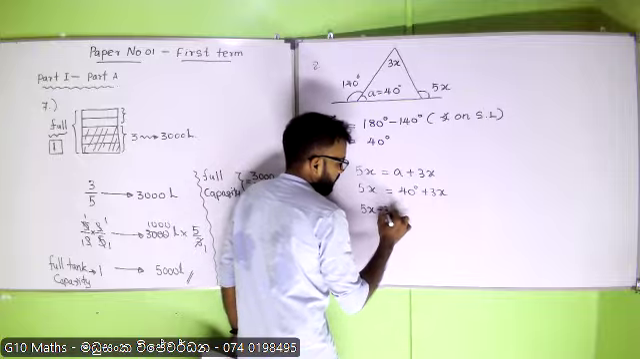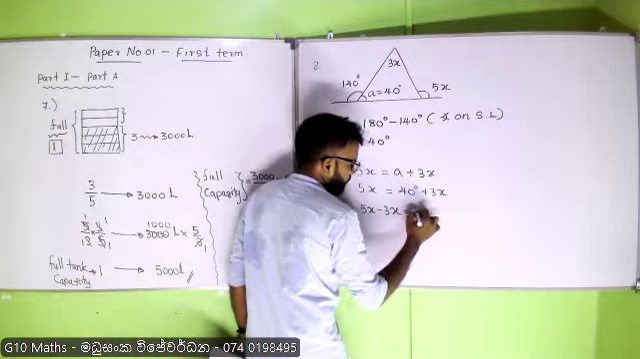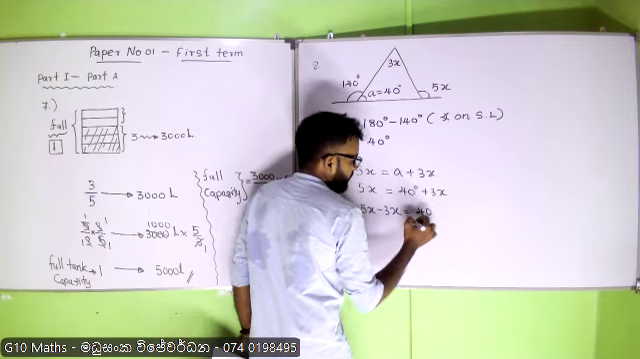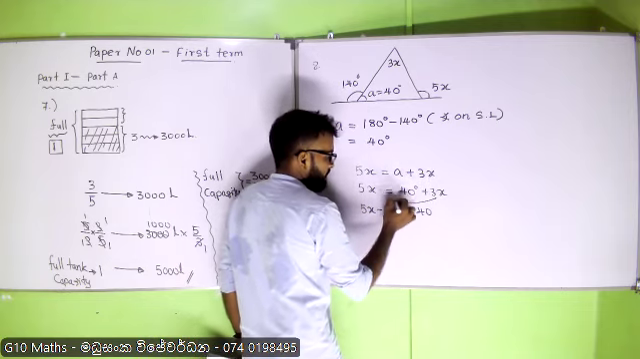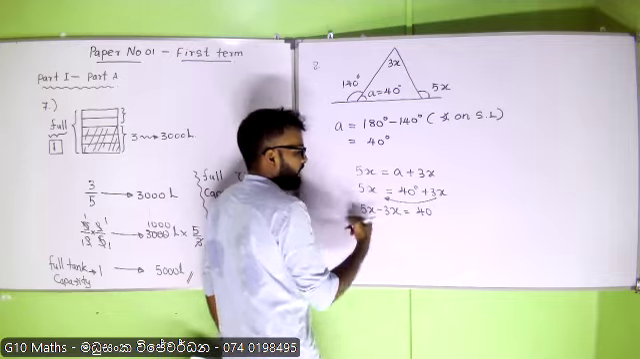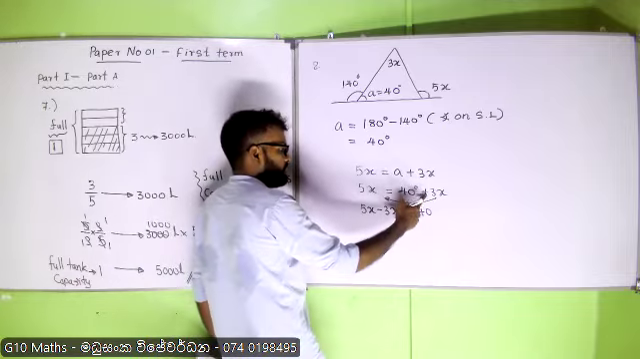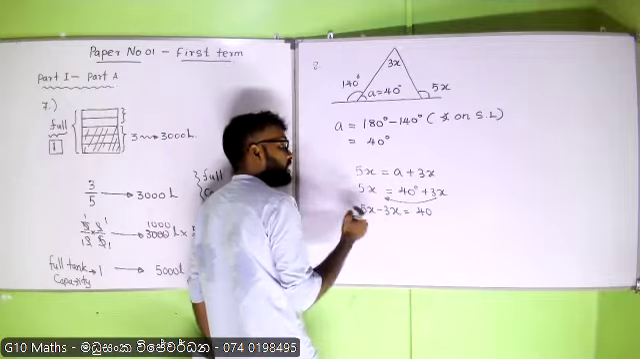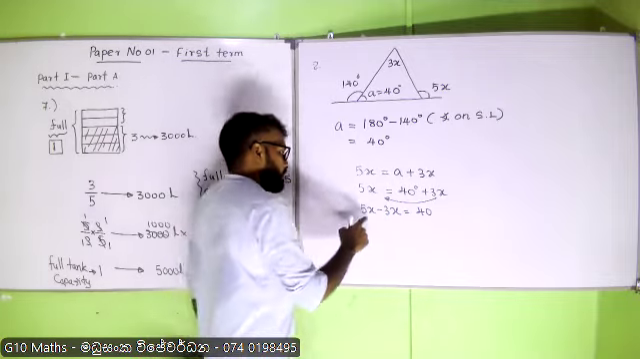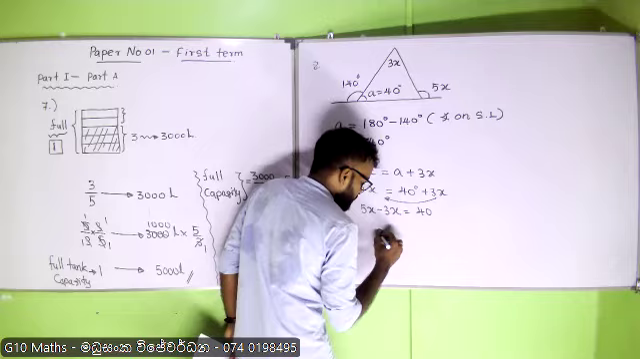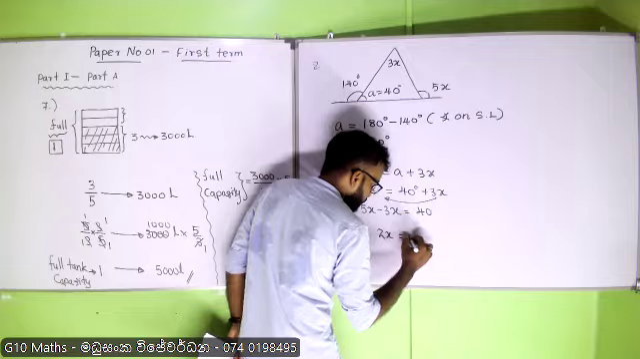5x minus 3x equals 40, right? I have taken this 3x at once to my left hand side by negating. This is positive 3x. When it comes to this side, it becomes negative automatically. Correct? 5x minus 3x will be 2x equals 40.